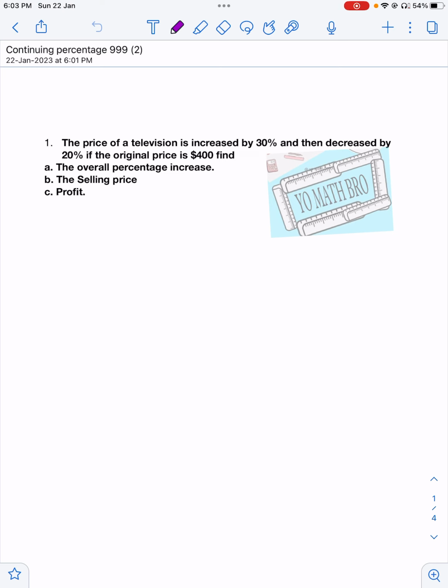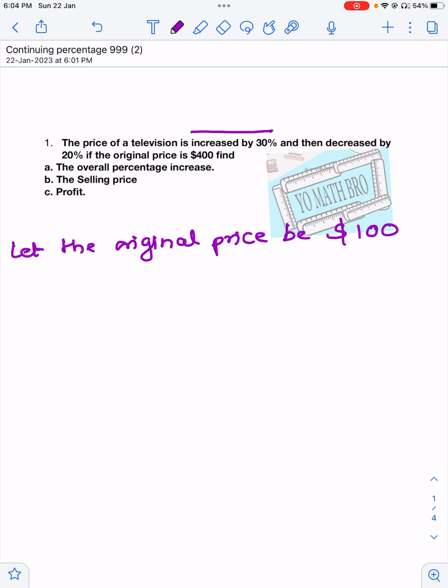First thing, always in these kind of sums, when it is increase or decrease, always let the original price be $100, because whenever percentage sums are solved using 100 as the assumed price, it becomes easy. Now look at the first condition. The price of the TV is increased by 30%.